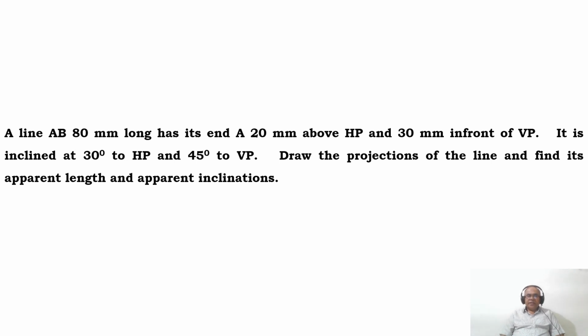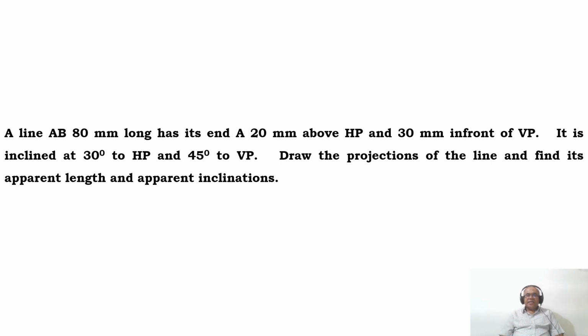A line capital AB. From the introduction videos, we have seen that whenever a line is denoted by capital letters, that means it is in true length. So he has given the true length of the line, which is 80 mm long, has its end A 20 mm above HP and 30 mm in front of VP. That is, one end point of the line of the true length is being given.